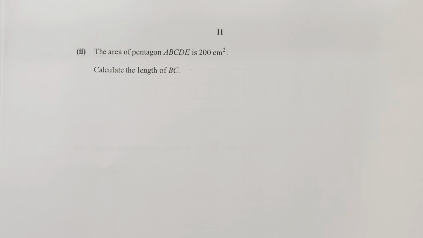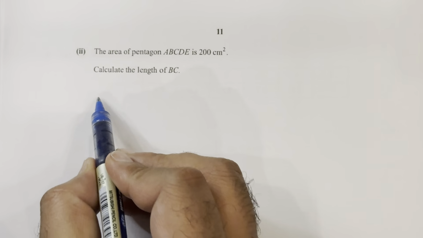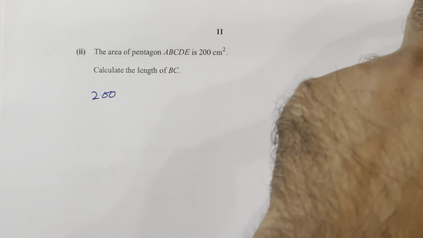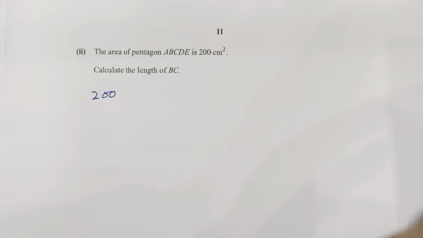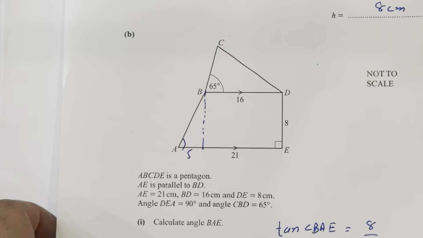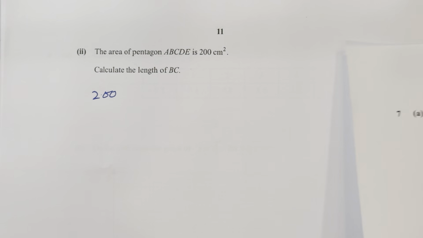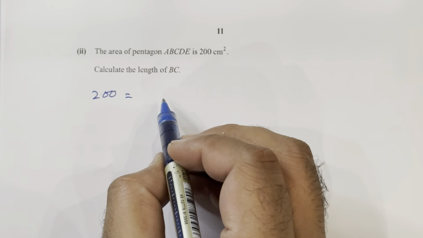Moving to the second part. The second part is that the area of pentagon ABCDE is 200 centimeters squared. Calculate the length of BC. Okay, so you can see that the area of the pentagon is 200, and this pentagon is comprised of two shapes. One shape is a trapezium and one shape is a triangle. You can see this is a trapezium, and above is a triangle. So we take the area of these.